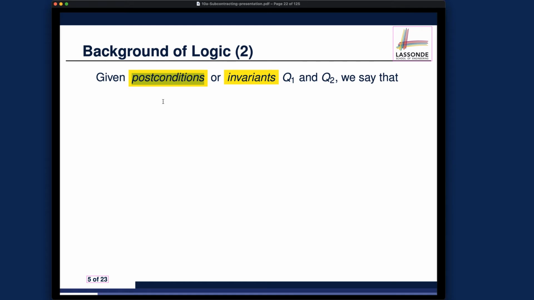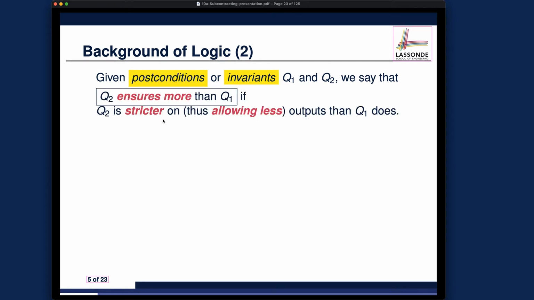So now, when we say postcondition, let's say Q2 and Q1 are simply different predicates for the postcondition. We say Q2 ensures more than Q1 if Q2 is stricter or stronger on the outputs. Whenever you talk about postcondition, you're really talking about outputs. And whenever you say stricter or stronger, it allows less output than the other one, right? So now we say that Q2 ensures more than Q1.